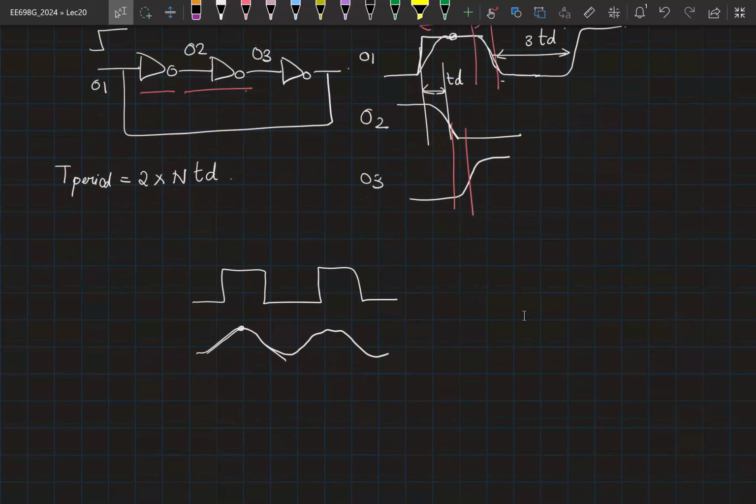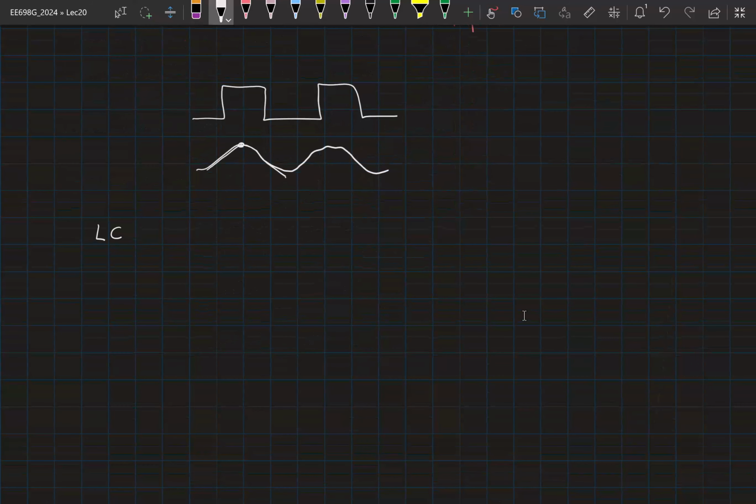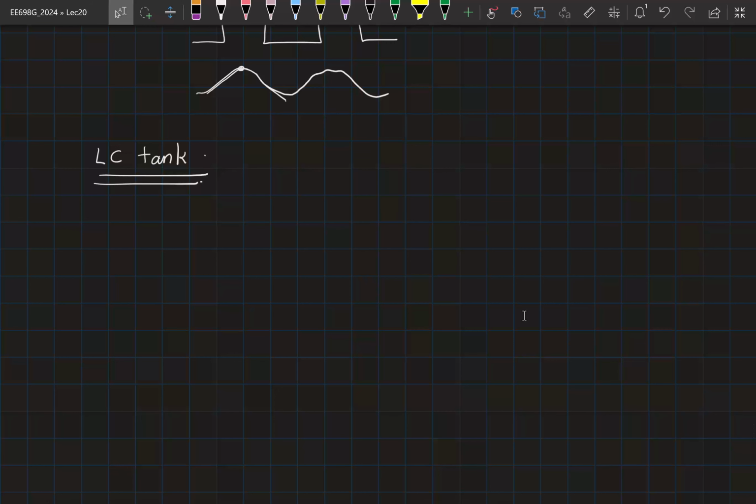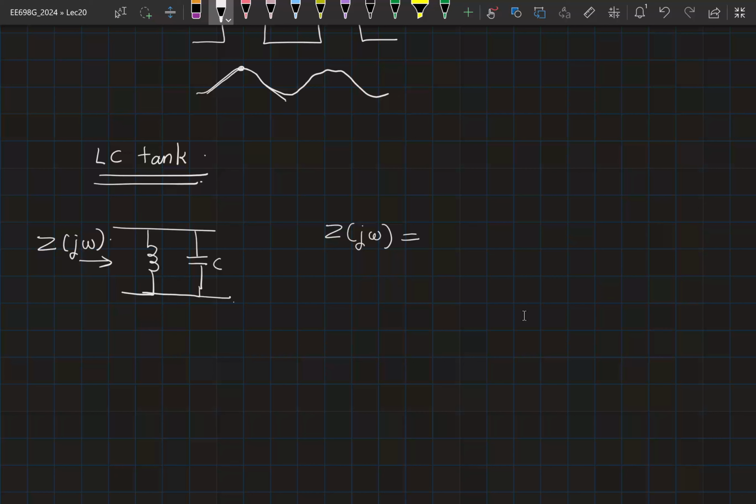Okay, so then we move on to what is called an LC tank. What is an LC tank? Simply an inductor in parallel with a capacitor. Right? Can you quickly calculate what is Z of j omega? Right. Can you give me the expression? So in terms of j omega, j omega L divided by 1 minus omega square LC, right? Can you plot the magnitude of Z of j omega and angle of Z of j omega?